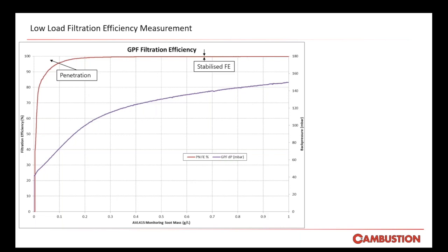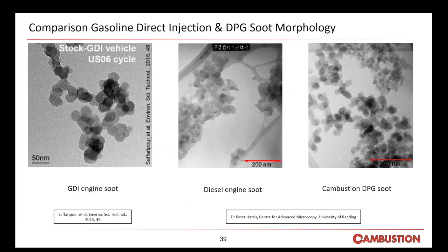But yeah, there's a balance to be found here. You need to achieve high filtration efficiency without impeding the exhaust flow with a very high back pressure exhaust and then losing power. So it's a difficult game to be in. This is a comparison of GDI soot versus DPG soot.